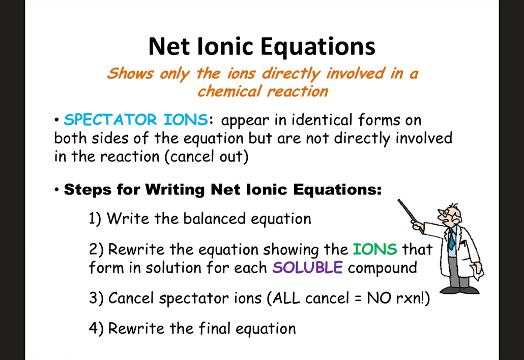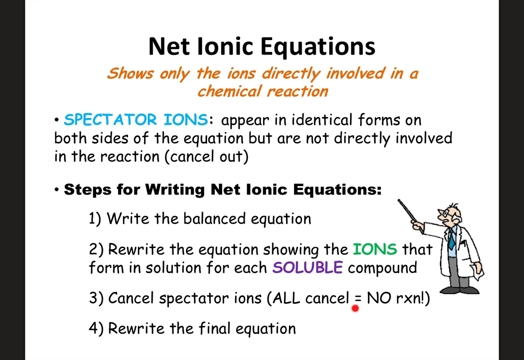So here are the basic steps for writing a net ionic equation. The first thing, you need the balanced equation. So you know you need to be good with writing and balancing equations, maybe predicting products here. You need to still do that. But then you would rewrite the equation showing the ions that form in solution for anybody that's soluble. So you will need to use solubility rules here in your balanced equation. Anybody who's soluble or aqueous is going to have to turn into their ions, and we'll see what that looks like. Any spectator ions then would cancel out on both sides.